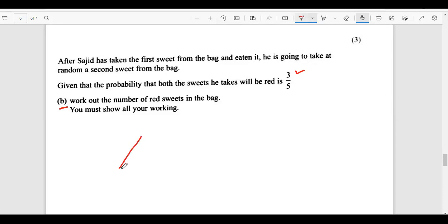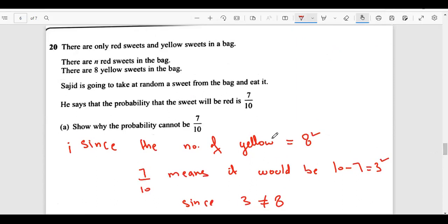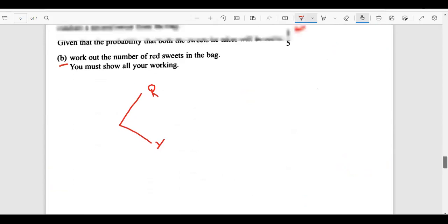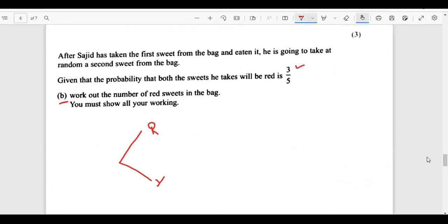So it could be red, red, or yellow, yellow. What would be the probability? 8 out of 10. That means there's 2 out of 10 reds. So why 2 out of 10? Is it because there's 8 out of 10 yellow? No, where's 10? 10 is not there in the question. This was wrong. They did not tell the total number of sweets. Okay, so could you do 3 out of 5 divided by 2? No, no, no. Okay, I've got it.